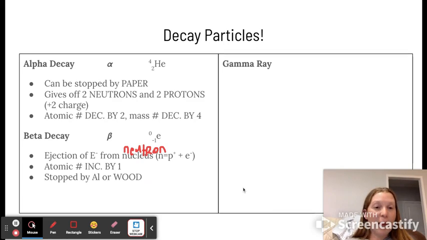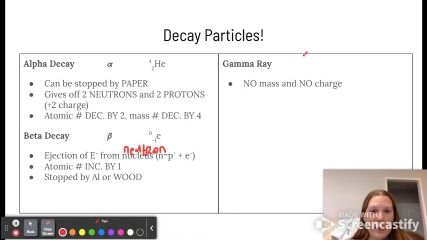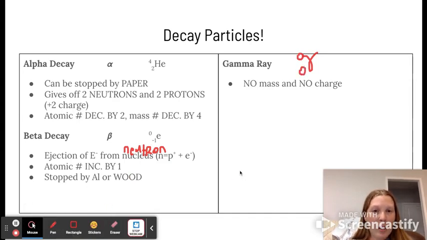And then our last one is a gamma ray. And a gamma ray has no mass and no charge. So it looks like this. I don't know why my symbol's not here. It's like this little funny looking Y with 2 zeros because it has no mass and no charge.